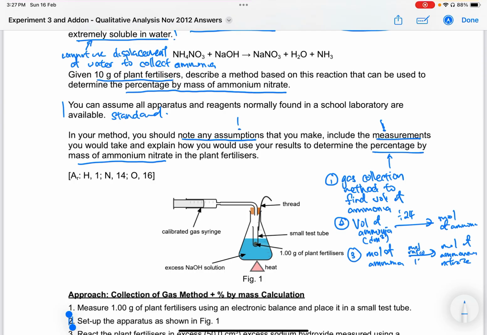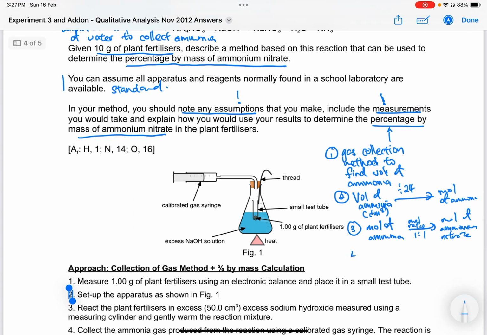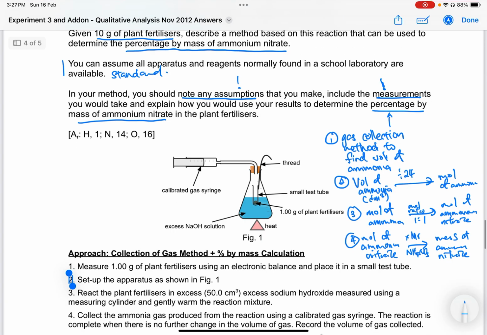And what's the mole ratio here? 1:1. Once I found the mole of ammonium nitrate, I'm going to find the mass of ammonium nitrate. Okay, and how to do this? I'll multiply by the Mr of my ammonium nitrate, NH4NO3. Once I found the mass of ammonium nitrate, then tada, I can reach the Ma.